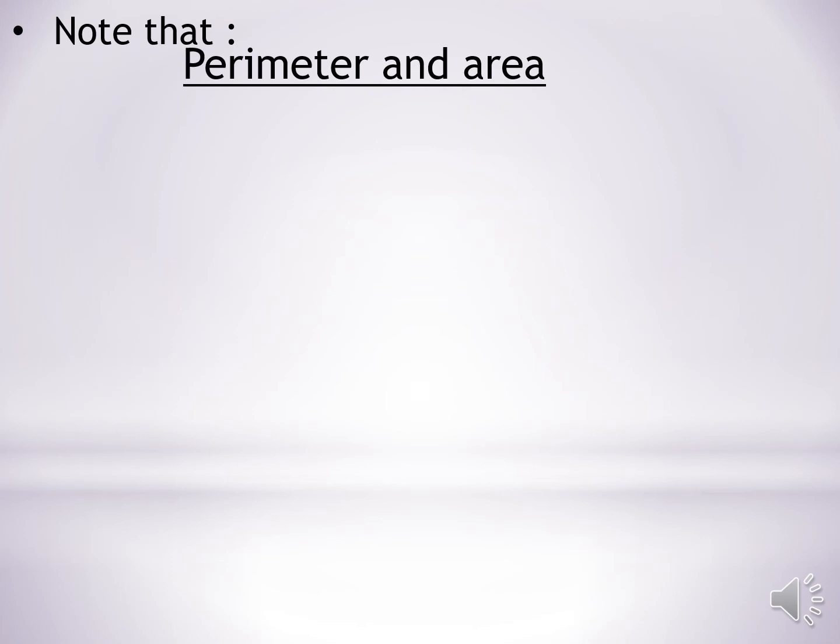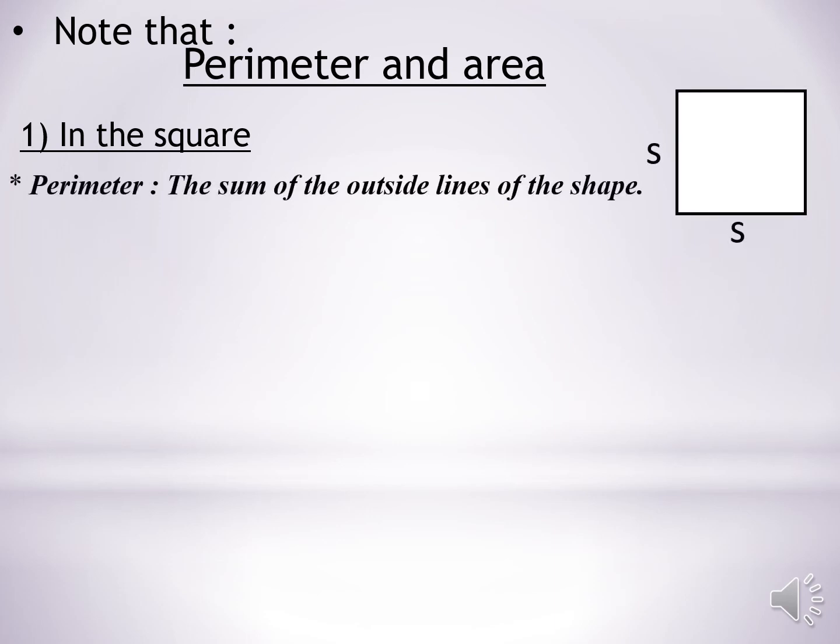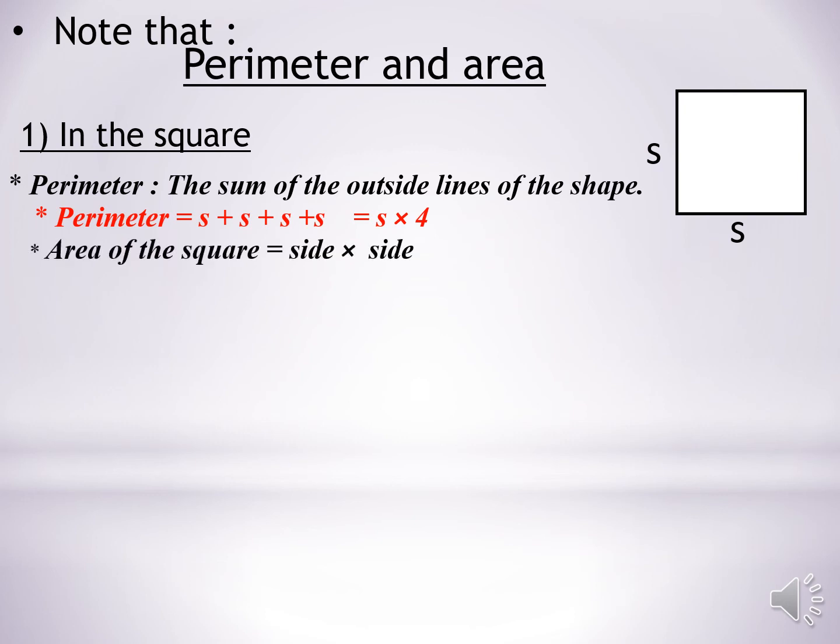Let's remember together the perimeter and area. In the square, all its sides are equal. So the perimeter of the square is the sum of the outside lines of the shape. So it will be s plus s plus s plus s, or I can write it s times 4. This is the rule for the perimeter of the square: s times 4, or 4s. And the area of the square is equal to side times side. So area equals s times s.